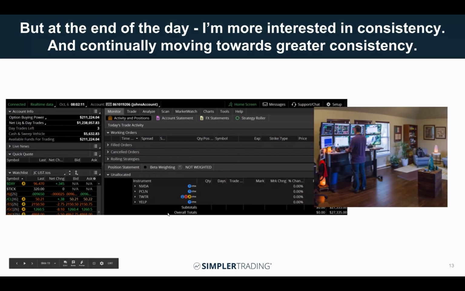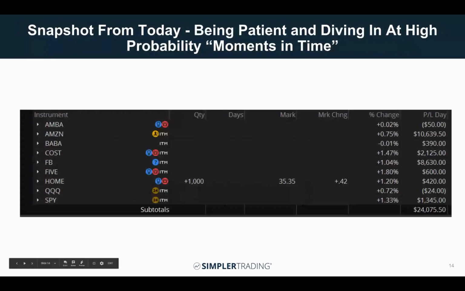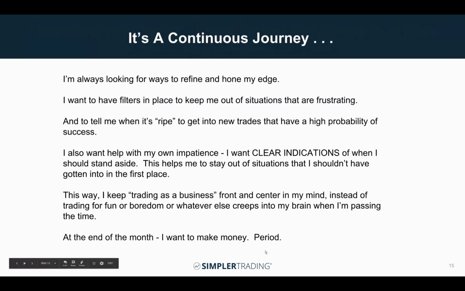So here's a snapshot from today, and this is all about being patient and diving in at high probability moments in time. For a lot of this month, I haven't been doing much, but then I got aggressive with Amazon and Facebook and things like that, and then you come in ready to play. And so that's what I'm looking for. It's not only that consistency, but it's knowing when to trade small and knowing when to dive in and be aggressive. A lot of that just comes with clear tools that give you clear signals on what is appropriate right now.